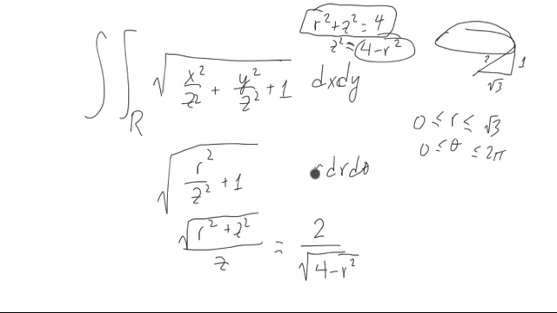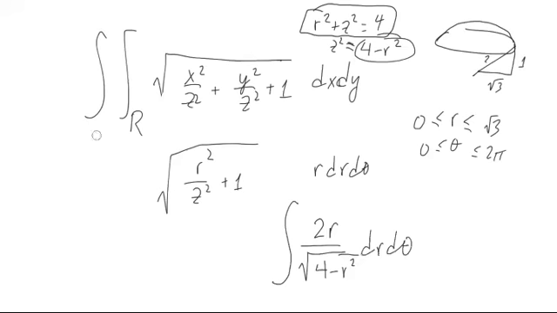Now, also recall that we have an r dr d theta, so we can put an r right there. And we're integrating with respect to r and theta, so this is a double integral. We'll put 0 to 2 pi for theta and 0 to the square root of 3 for r.